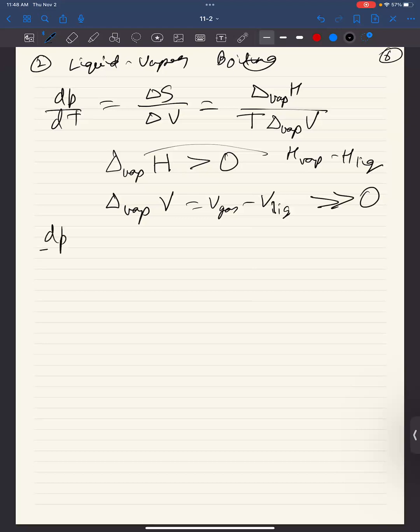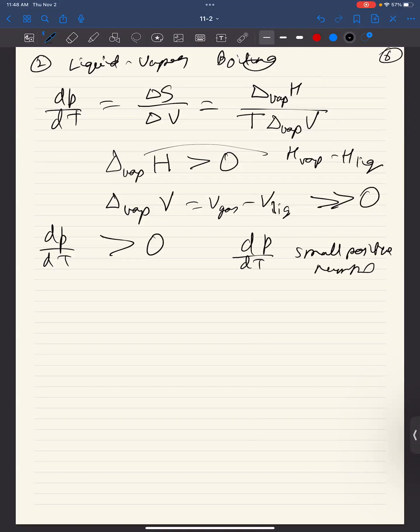So what does this tell us about dP by dT? That is going to be something positive, divided by temperature, which is in Kelvin and therefore positive, divided by something else which is positive but a very large number. So this thing, first of all, is going to be positive, but furthermore, it will be a small positive number. It won't be too large because the volume change is such a big number, right?